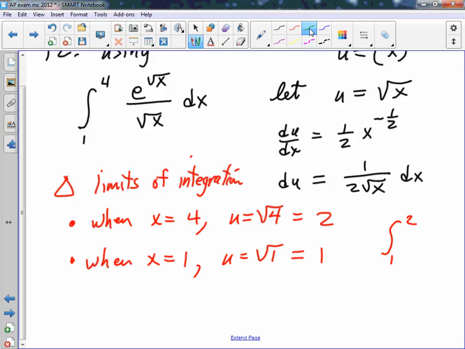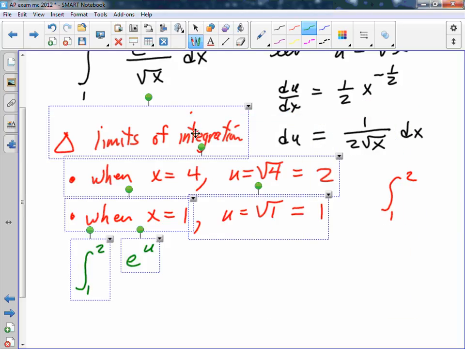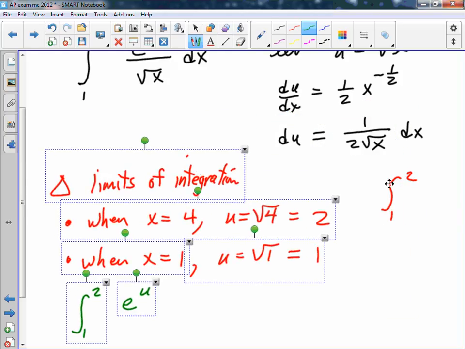So we have now our new limits of integration, and we have e to the u, shoot, I gave it away. We have e to the square root of x. What's that going to be? e to the u, I'm thinking ahead. Now, another thing I want you to think about is we might want to express this a different way.